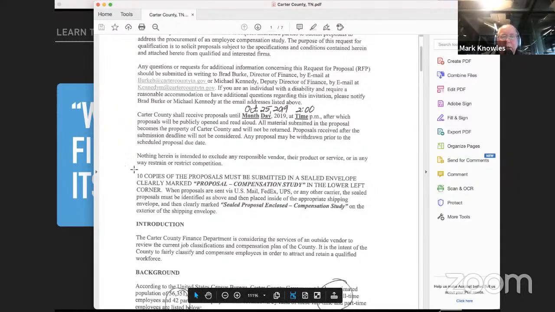I'm also going to pull up anything unique. If they want 10 copies of a proposal, I'm going to make sure I've got 10, all in a sealed envelope, clearly marked. You're going to pick up on these little minor things. They're always so important, because if I give them 8, I could be disqualified. Or if I give them 15, they're going to ask, why did you give me too many? You need to do exactly what they ask you to do.